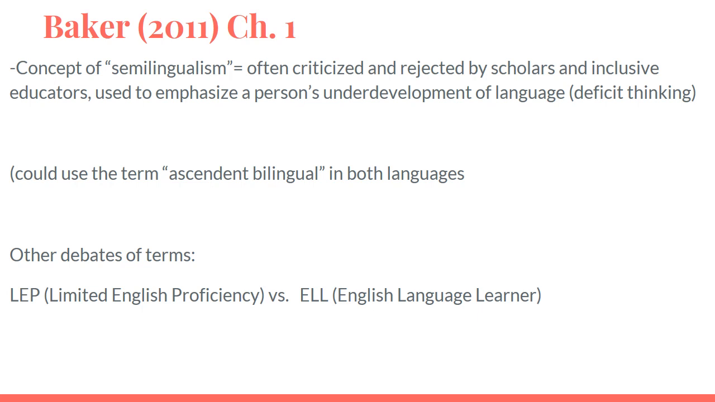So English language learner, once again, is a growth concept. The person is learning and developing and improving in their abilities in English. They're not stuck at the limited state, but they are growing and proving more and more ascendantly bilingual.